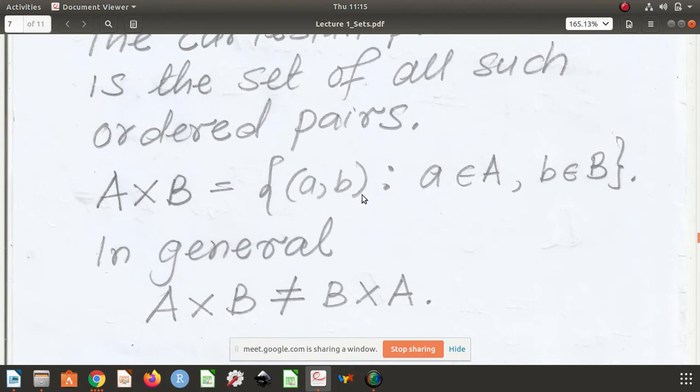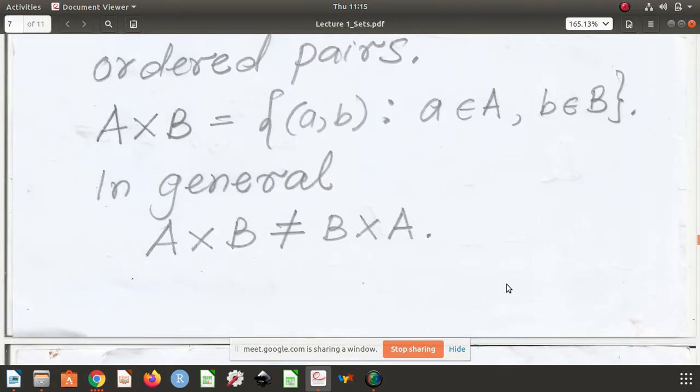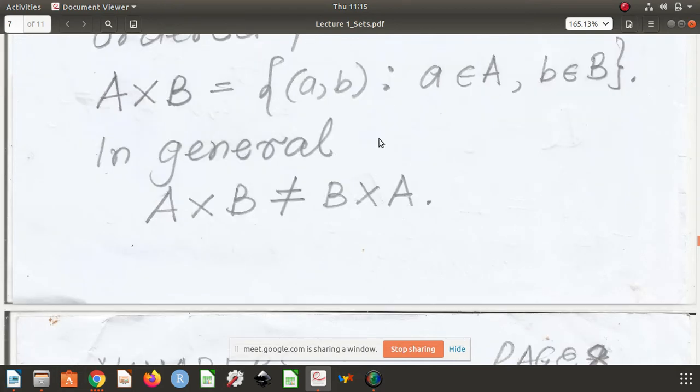So once you have this, then this is what we call the Cartesian product of A and B. And in general, the order matters. The Cartesian product of A and B will be different from the Cartesian product of B and A, because they may contain different elements. Because here we maintain order, if you change the order, we might get different elements as ordered pairs.